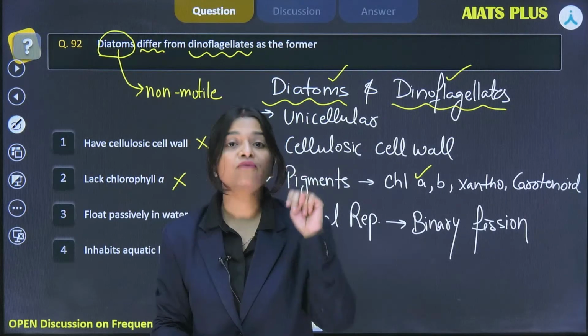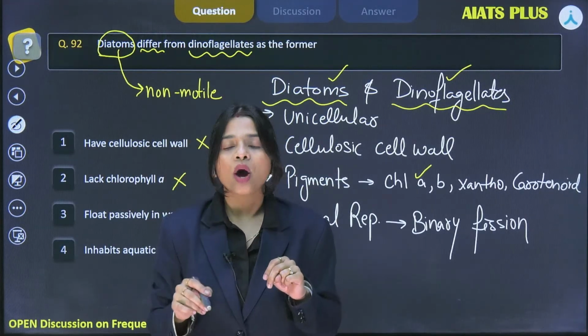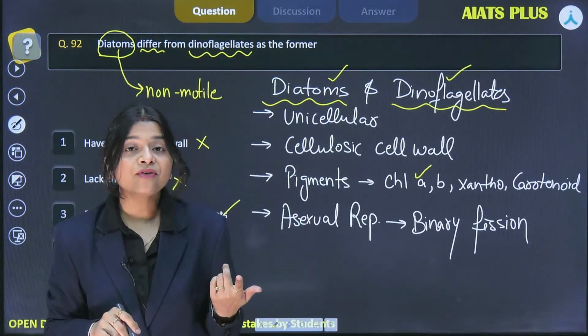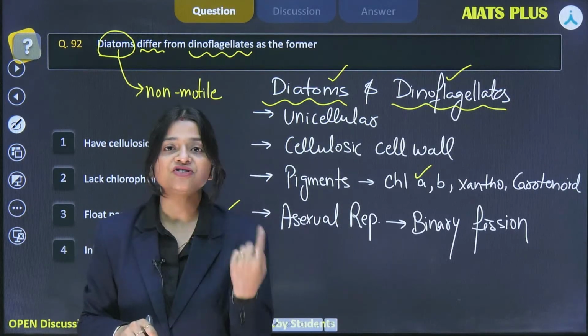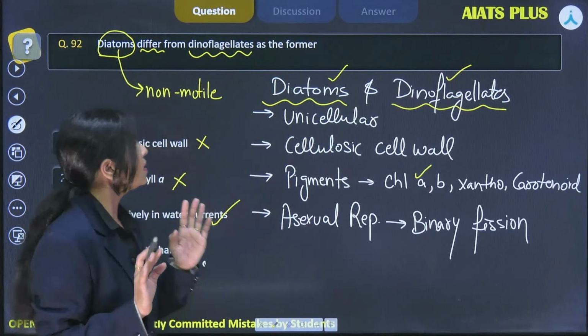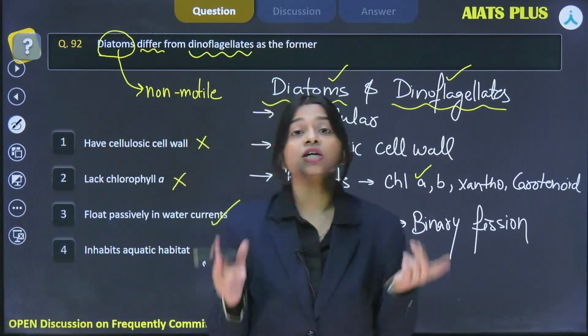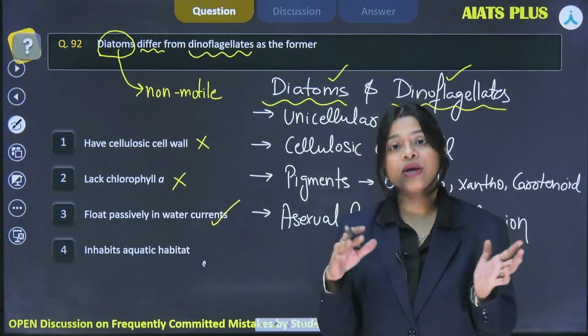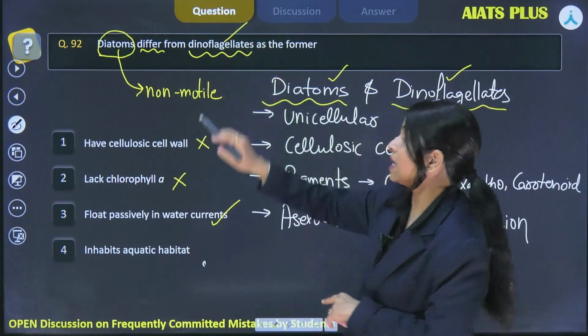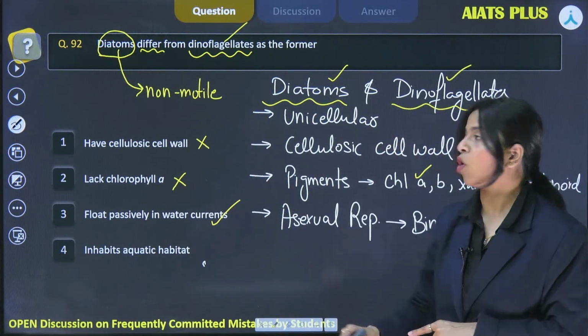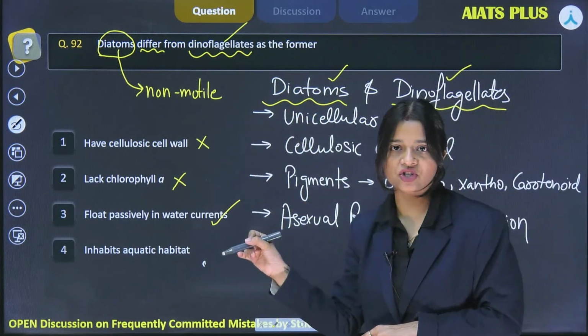As the name indicates, dinoflagellates have the presence of two flagella, right? They are also called the whirling whips. If you remember, they have two flagella, one is longitudinal, other is transverse. So they do not float passively in water. They show locomotion with the help of flagella, but diatoms float passively in water. That is why these two differ from each other.